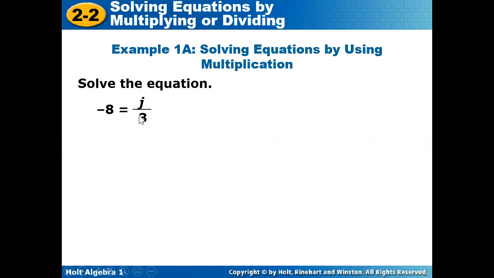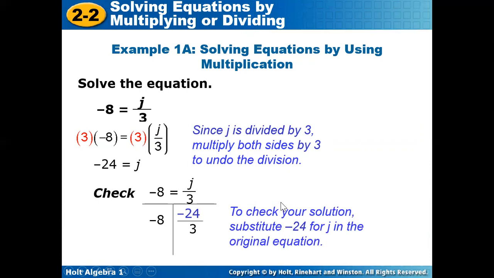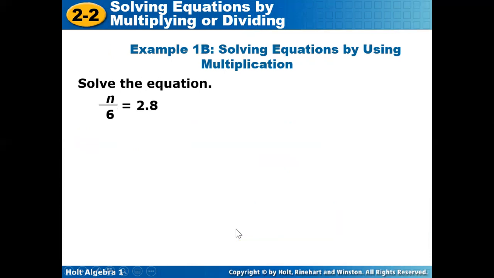Since we are dividing j by 3, we are going to do the opposite operation, which is multiplication. So we are going to have to multiply both sides by 3. You always have to multiply both sides of the equation if you are using multiplication to remove what you are dividing by. You have to do the same thing to both sides of the equation. That keeps it equal. And here, these cancel out, right? So you get 3 times -8 is -24, and that is j. In the same way, you can plug it in to check your solution. -24 divided by 3 does indeed equal -8.